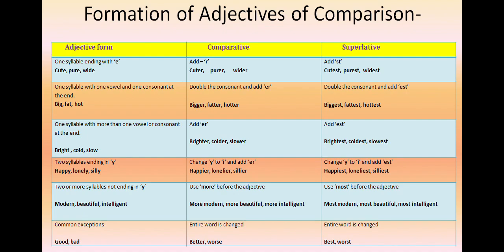If the word has 2 syllables ending with Y, we are going to change the Y into I in the comparative degree and add ER. And in the superlative degree, we are going to change the Y into I and add EST. Like happy, happier, happiest, lonely, lonelier, loneliest, silly, sillier, silliest.